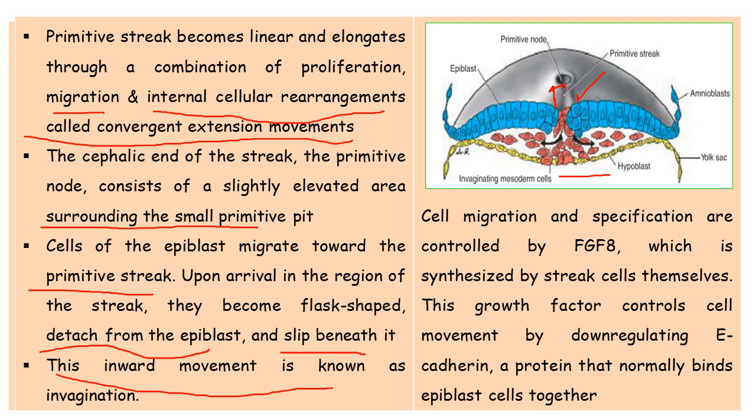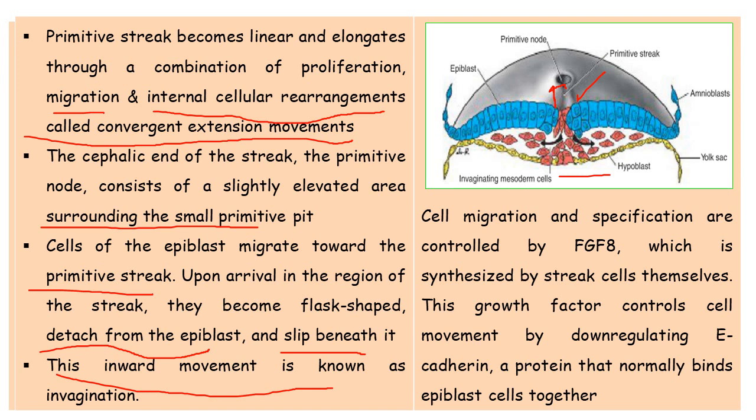So the cephalic end of the streak we call the primitive node consists of a slightly elevated area surrounding the small primitive pit. So in the anterior side of the embryo, this primitive groove will ultimately make a node-like structure due to the bulging and accumulation of the cells over there, and they will form an elevated area that will form the node, and the depression in the middle of that area, we call the primitive pit.